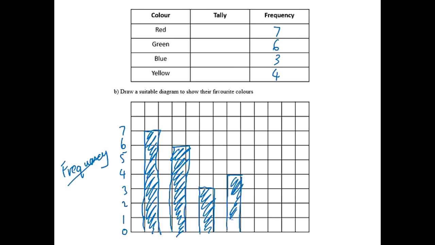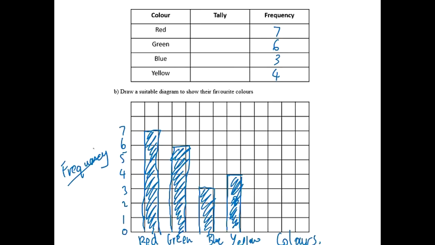And we're still not done yet because we've got a few more labels to do. So we need to label each of these bars. So the first bar was red. The next bar was green. Next bar was blue. And the final bar was yellow. And we're still not done because we haven't labelled this axis. This axis at the bottom was showing the colours. So that's a completed bar chart.